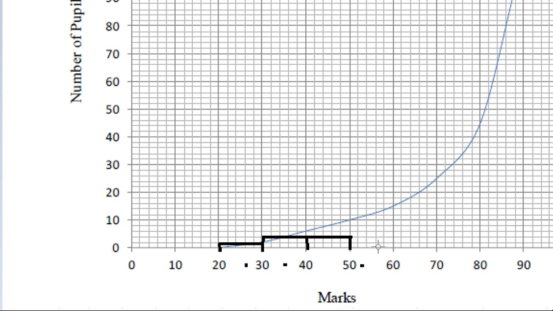Between 50 and 60, the cumulative frequency goes up to around 15. So the actual frequency in this class is going to be 5. So 5 is slightly higher than 4. So this bar will be a touch higher than the previous one. Something like that.